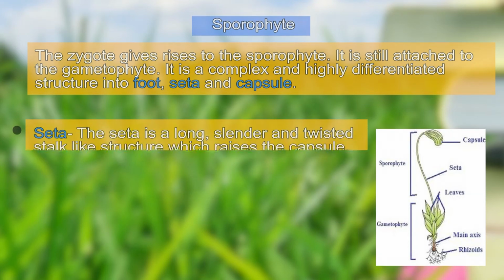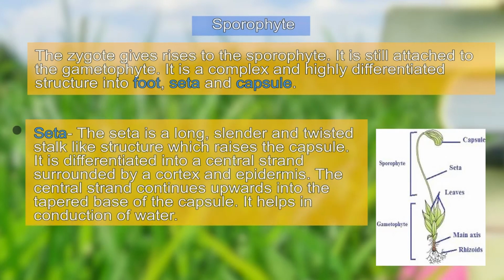The seta is a long and slender structure. The seta is much longer than the seta present in Marchantia. It is differentiated into a central strand surrounded by a cortex and an epidermis. The central strand continues upwards into the tapered base of the capsule. It helps in conduction of water.